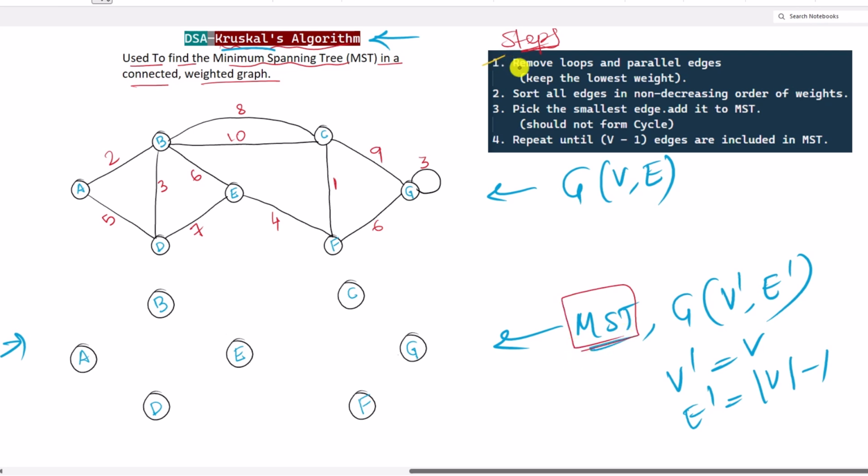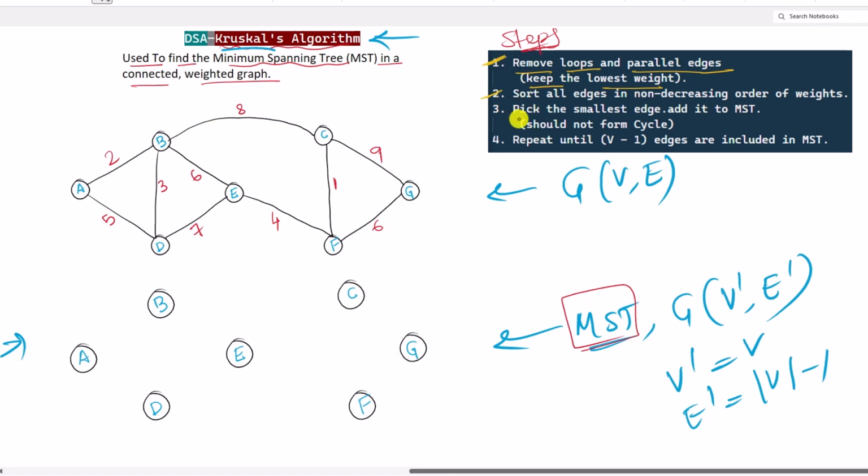The first step is to remove all the loops and the parallel edges from our graph. Here you can see we have this self loop, so we have to remove this edge. Also you can see we have a parallel edge between the vertices B and C. Here we're going to keep the lowest weight, so we keep the weight 8 and remove the edge with the weight 10. So we are done with the first step.